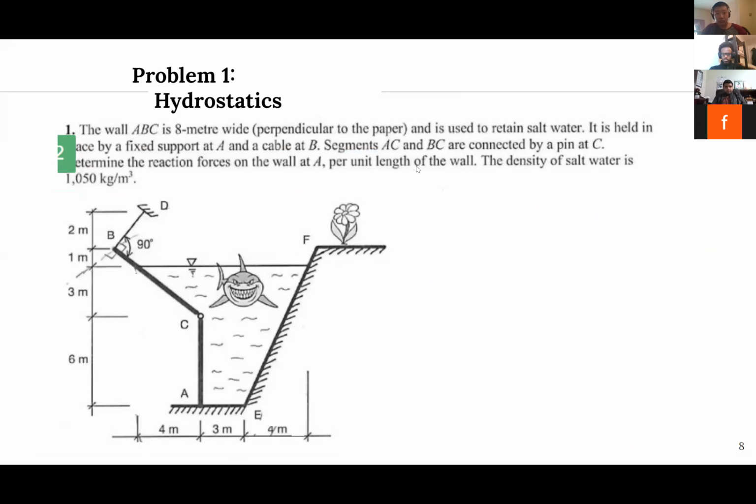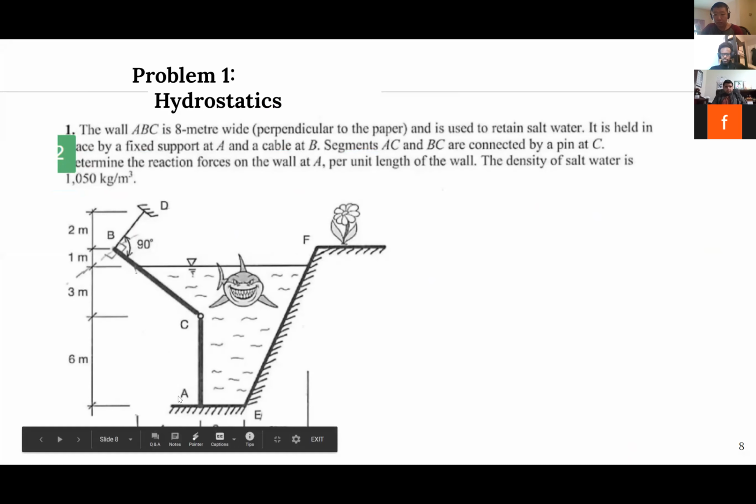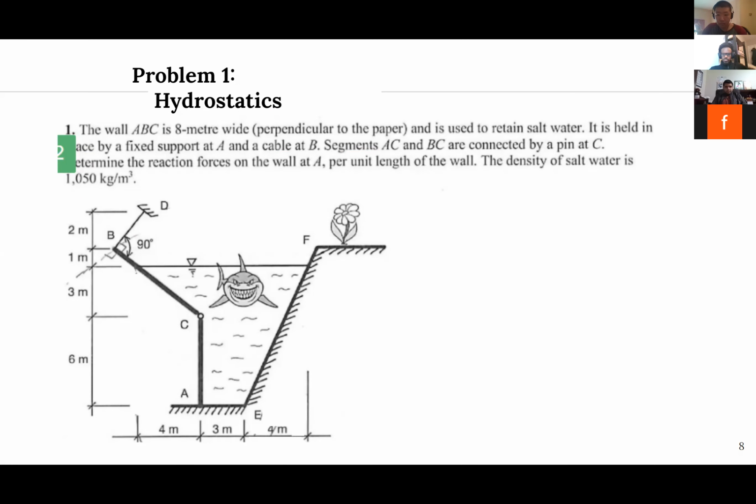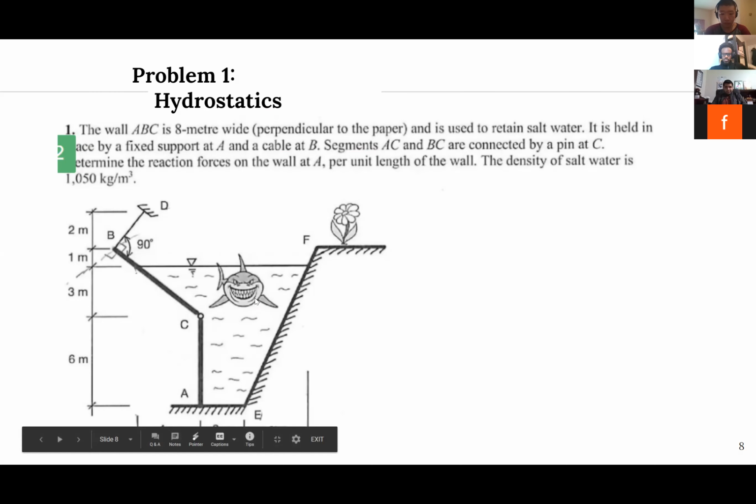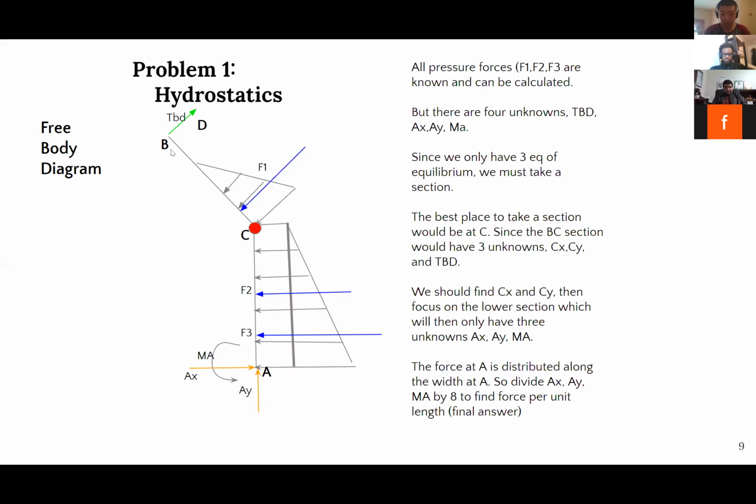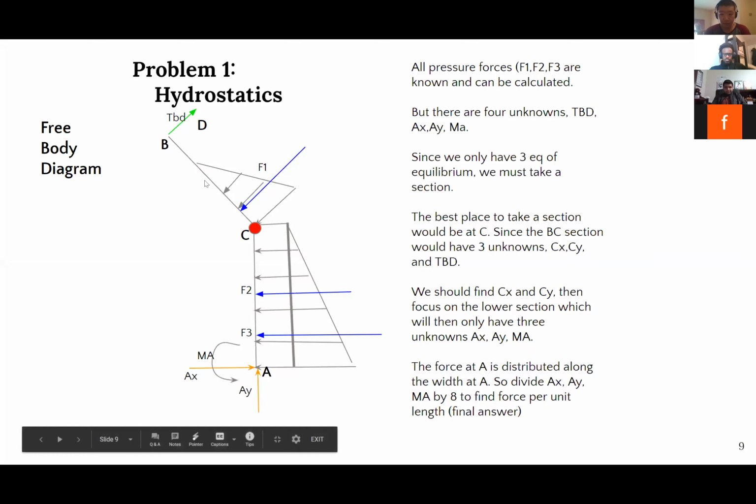Okay, so it seems pretty simple. They want us to find the reactions at A and divide by the width to find per unit length. But let's draw a free body diagram and see what's really going on with this little aquarium to see how we can really finish this question. So this is the free body diagram of the entire gate.